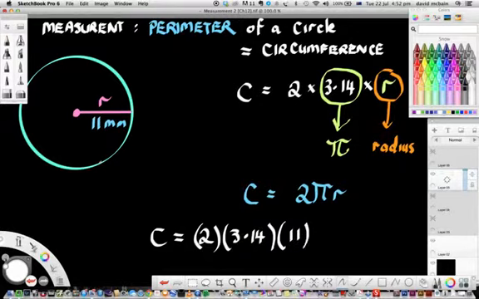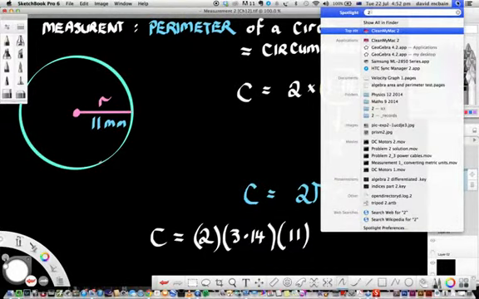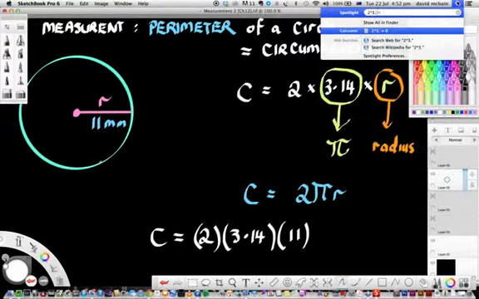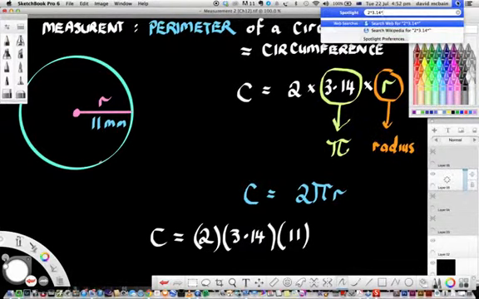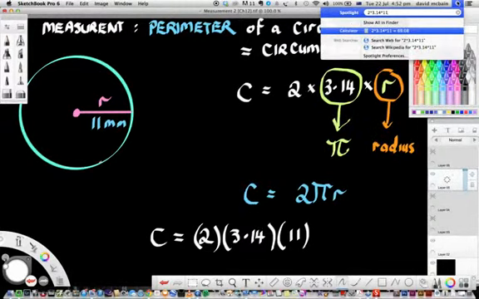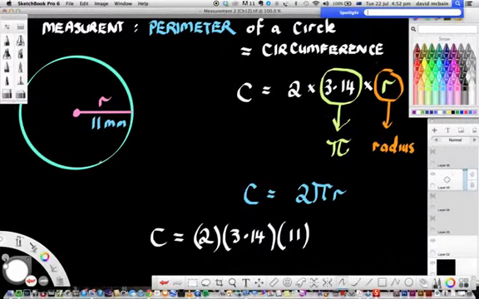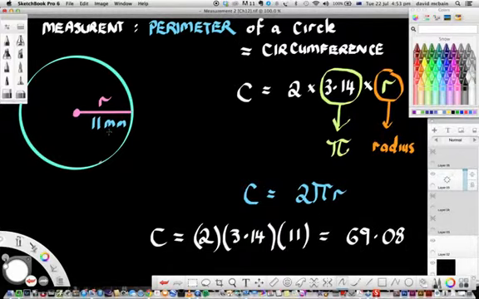So to work that out, we've got 2 times 3.14 times 11, and that comes up to approximately 69, or 69.08. So that equals 69.08. Because our radius is in millimeters, our circumference will be in millimeters.